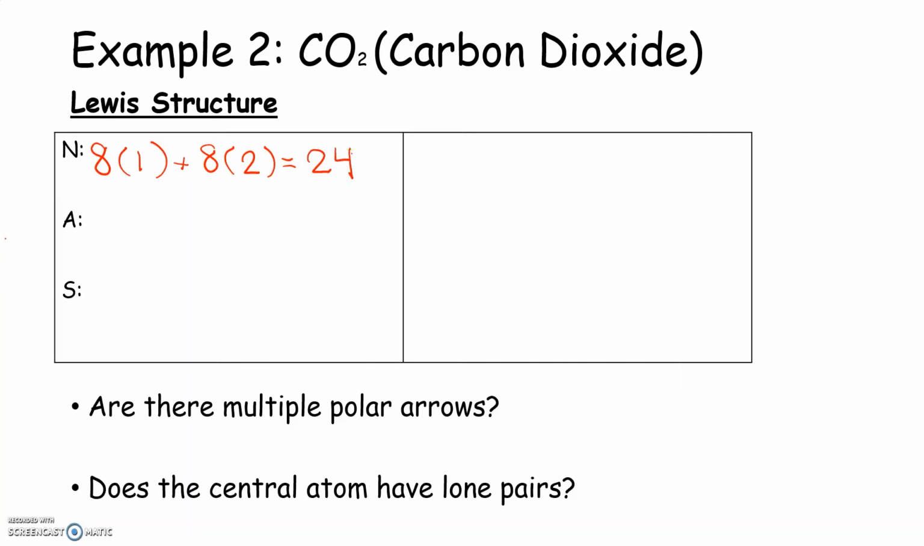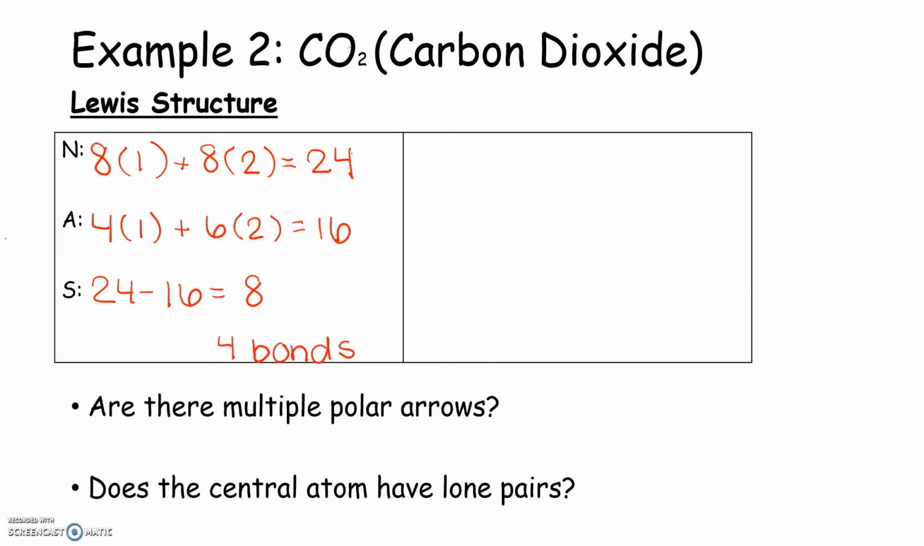Available is, for carbon, it's found in group 4A, which means that carbon has 4 valence electrons, and again, there's 1 carbon. And then oxygen is found in group 6A, so there's 6 valence electrons, and there's 2 of them. So 12 plus 4 gives me 16. So I'm going to do 24 minus 16, which is going to give me 8 shared electrons. Well, if there's 8 shared electrons, that means that there's going to be 4 bonds, because remember, one bond is equal to 2 electrons.